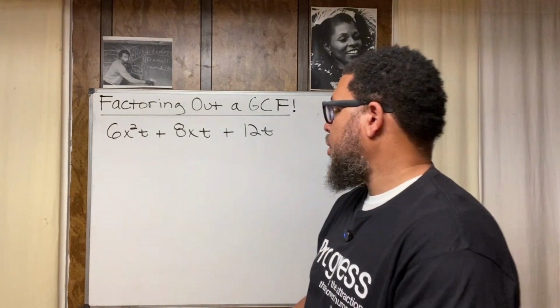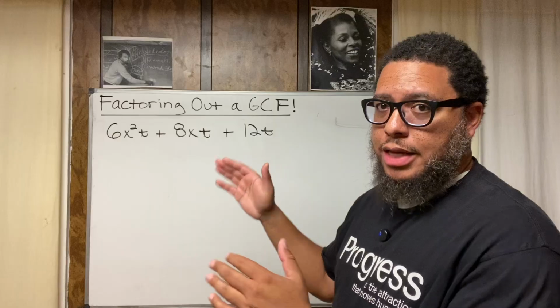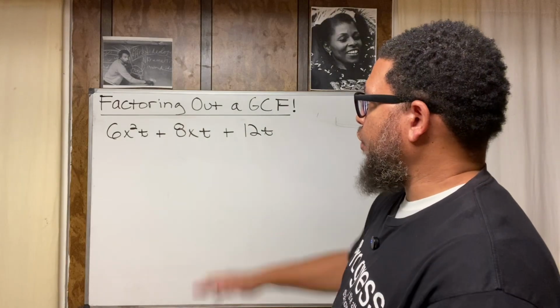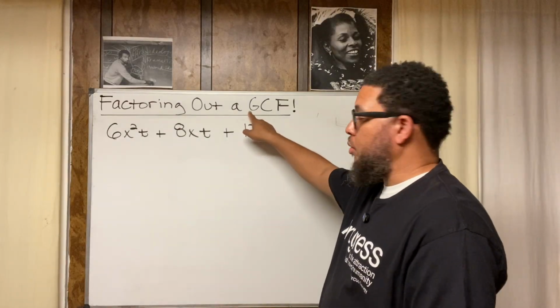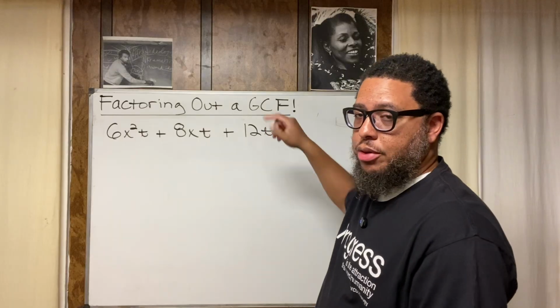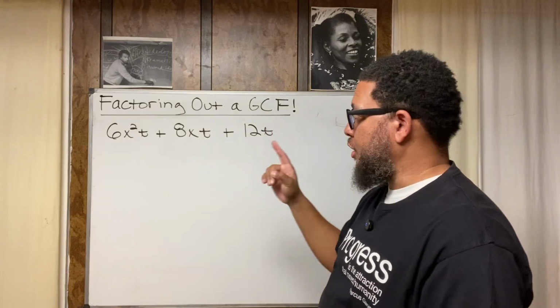All right, now, what are we doing today? I was just sitting there sizing this problem up. What we're doing today is we're factoring out a GCF. GCF, of course, stands for greatest common factor, right? It's an acronym, stands for greatest common factor.